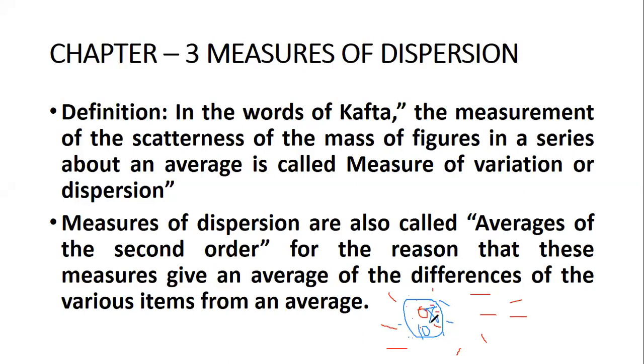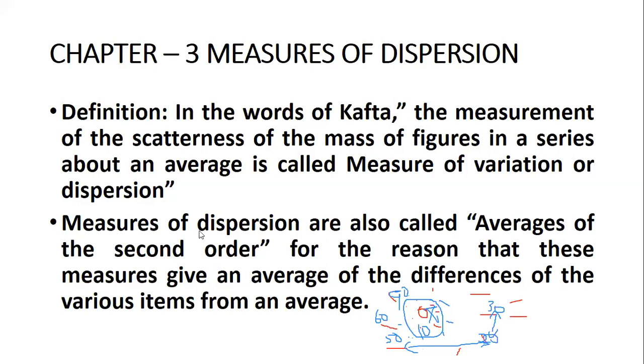But suppose the mean is 10 and the series of numbers is 30, 20, 50, 60, 90. If you have numbers like this, then there is quite a distance from one number to another. So this is called dispersion. We are scattering the mass of figures in the series about an average. We keep that average in mind and we scatter the numbers. So this is dispersion.